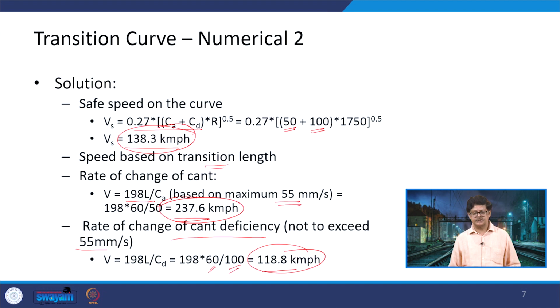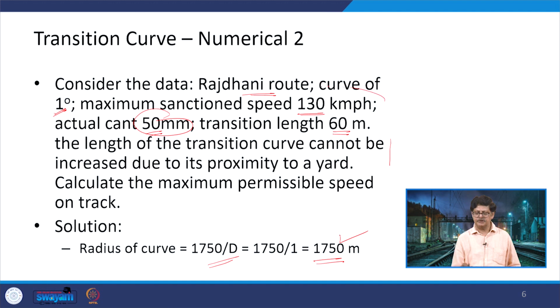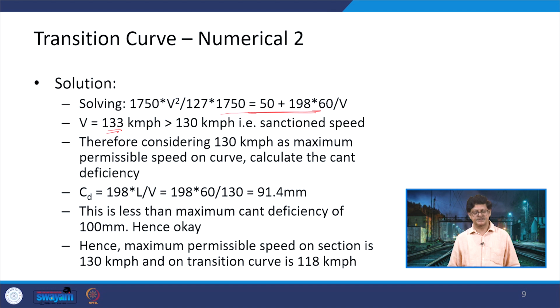and this value of 133 kilometers per hour is more than the sanctioned speed. The sanctioned speed was given as 130 kilometers per hour, so you cannot go beyond this. We have to restrict the speed to 130 kilometers per hour. Now, for this 130 kilometers per hour, if we calculate the cant deficiency using the same formula which we have used so far, what we get is 91.4 mm, and this is less than the 100 mm which we have considered on this Rajdhani route where the higher speeds are allowed. So, the condition is being satisfied.